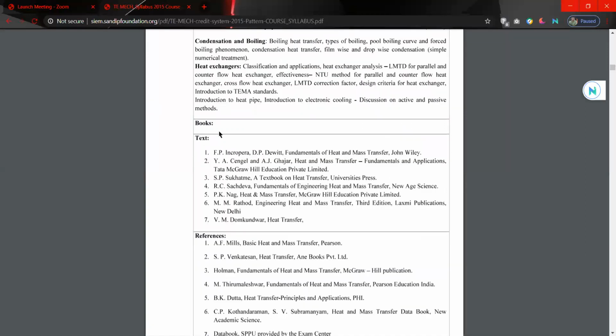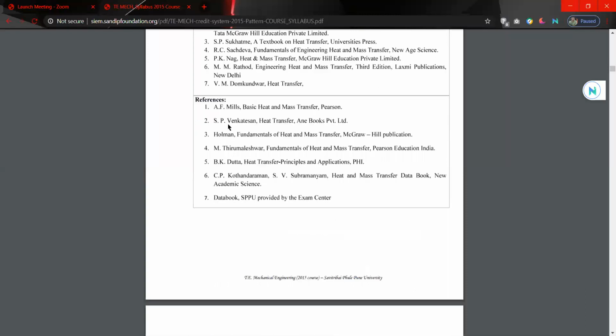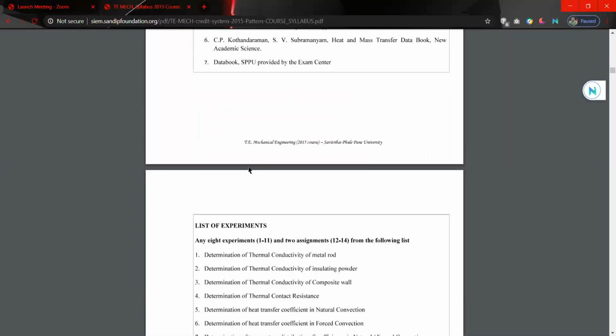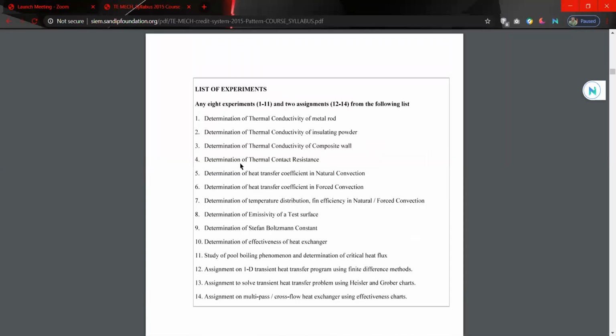Basically, these are the 7 textbooks we are referring for this subject. And similarly, these are the reference books we are referring for this subject. These are the list of experiments that we want to cover during the experimentation session.